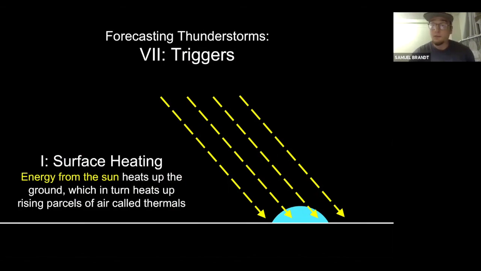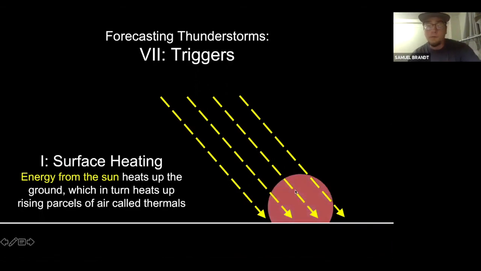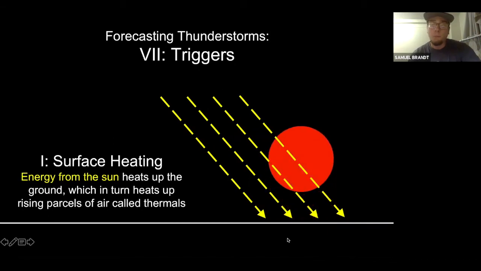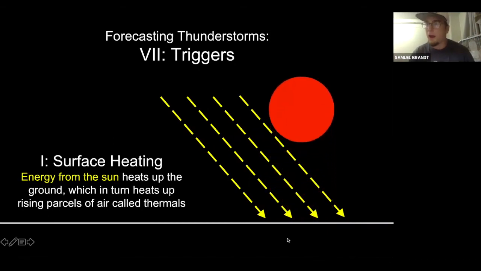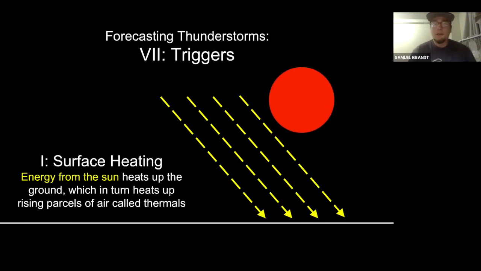The first one is going to be surface heating. So energy from the sun heats up the ground, which in turn heats up rising parcels of air called thermals. Those thermals become buoyant as they're surrounded by cooler air and they rise upward. And those, if they become strong enough and you have a weak enough cap, can be enough to initiate storms. So you can imagine the sun begins to heat up these thermals and they rise upwards. That's probably the simplest one, the most obvious one to a lot of people.